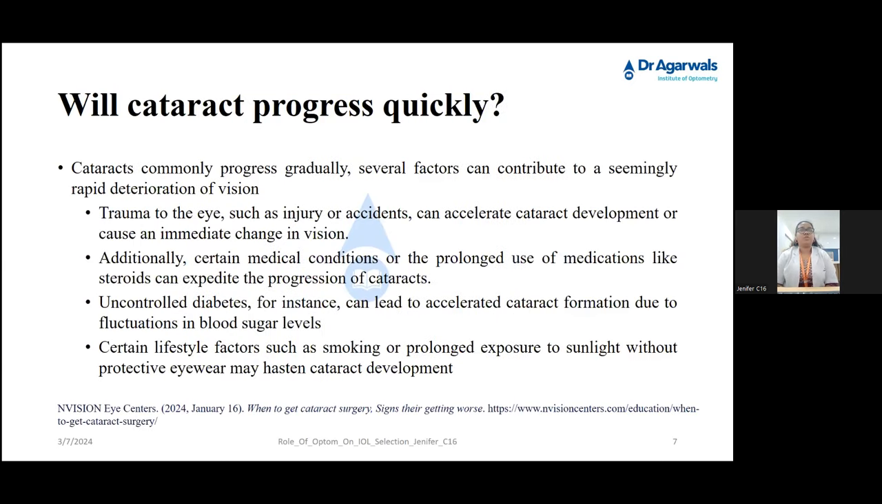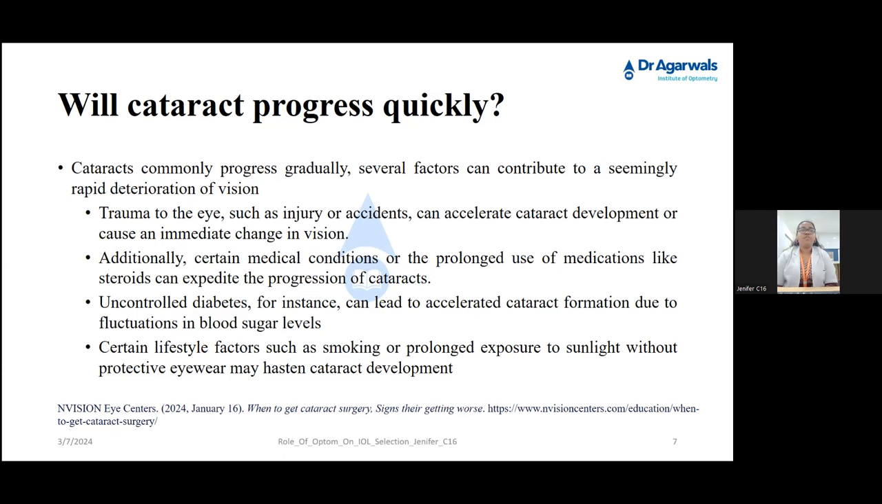Will cataract progress quickly? Yes, cataracts commonly progress gradually. Several factors can contribute to a seemingly rapid deterioration of vision. Trauma to the eye, such as injury or accidents, can accelerate cataract development or cause an immediate change in vision. Additionally, certain medical conditions or the prolonged use of medication like steroids can exacerbate the progress of cataracts.